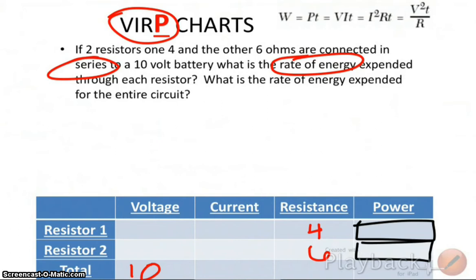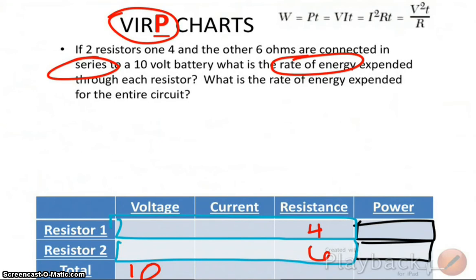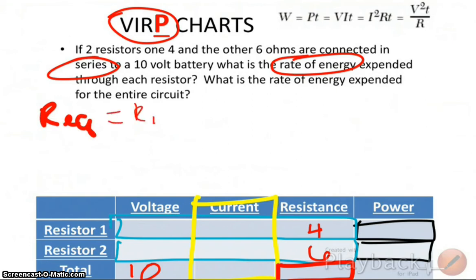Alright, in order to find this, we need to know at least 2 things in each row. That's the difference about the VER chart, you need to know 2 things in a row. Now series. What is always the same? The thing that is always the same in series is current. We don't know current, so we can't automatically fill something in. But we can find our equivalent resistance, or our overall resistance. We're in series, so REQ equals R1 plus R2, in other words 4 plus 6, which is 10.